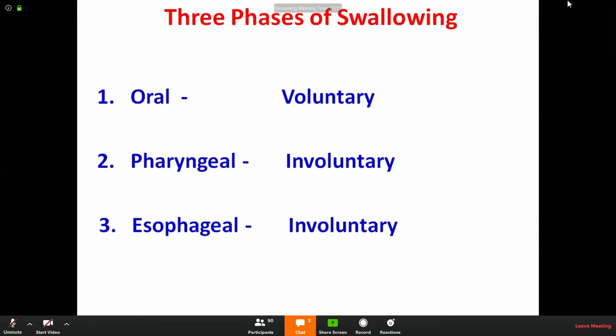The first phase is the voluntary phase, or oral phase. The second phase is the pharyngeal phase, or involuntary phase. And the third phase is the esophageal, or involuntary phase. The swallowing process has three phases. The first phase is voluntary.